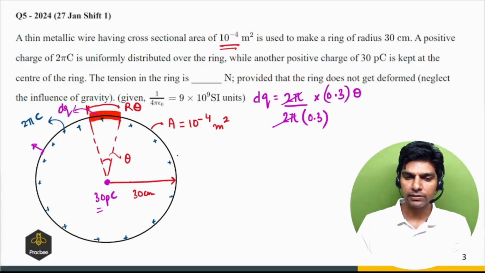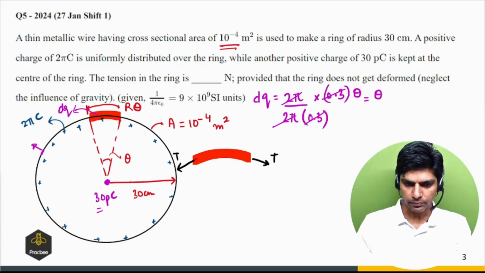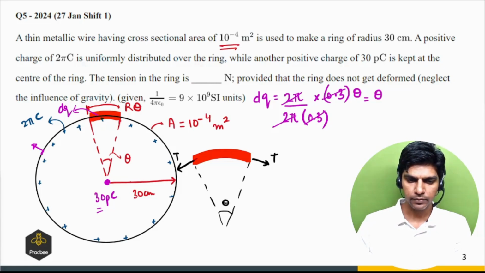So that is the charge. This 2 pi will get cancelled out, 0.3 will cancel out with 0.3. So we are getting theta, right? So dq is nothing but theta numerically. So what is the force experienced by this element? There will be a Coulomb repulsion. If I show the free body diagram of this element, there will be a tension force which is along the wire. So this is T and this is T, and this angle is theta.